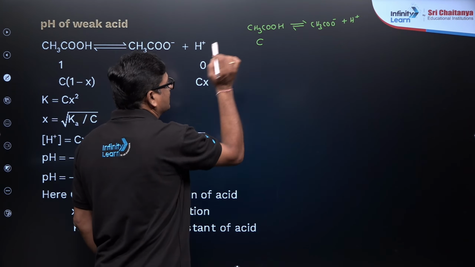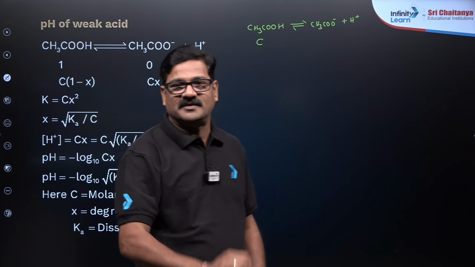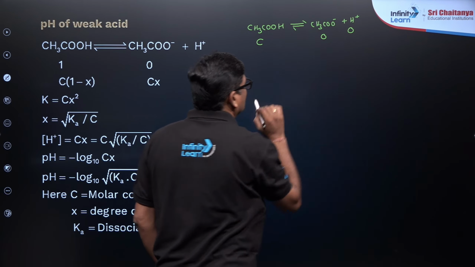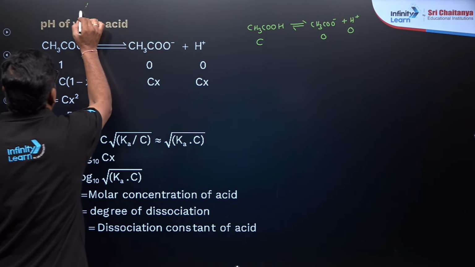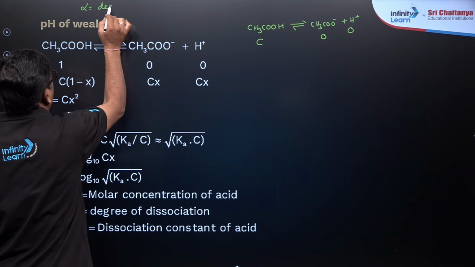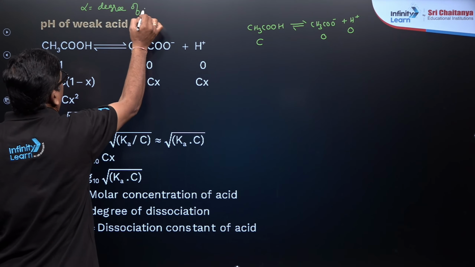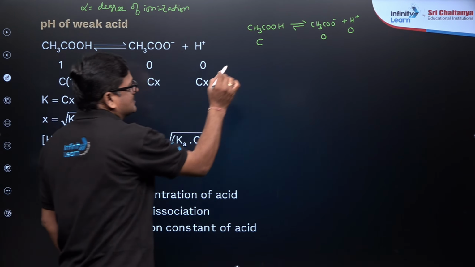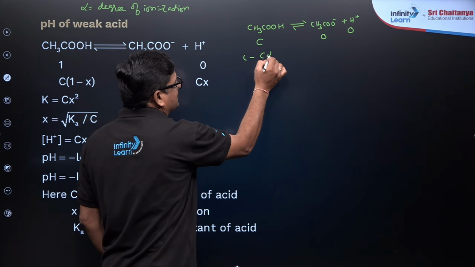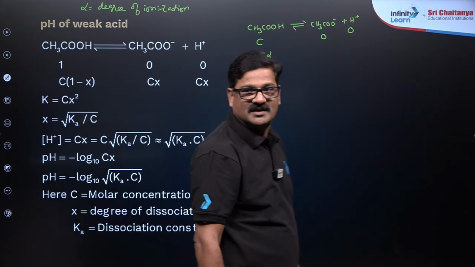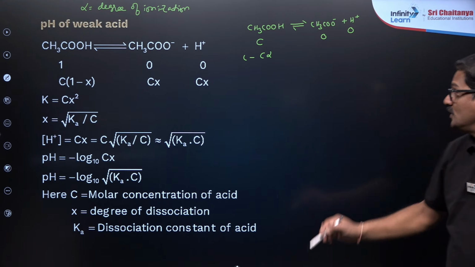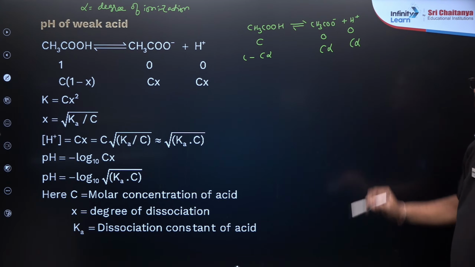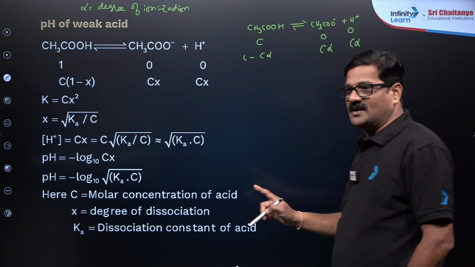Initially C moles per liter is taken. C stands for the molarity of the weak acid and it is going to be 0 and 0. Let alpha be the degree of ionization, that is called degree of ionization. So let C minus C alpha is left, so C alpha is dissociated. Bachcho, so this is going to be C alpha is formed, C alpha is formed. This is a weak acid.